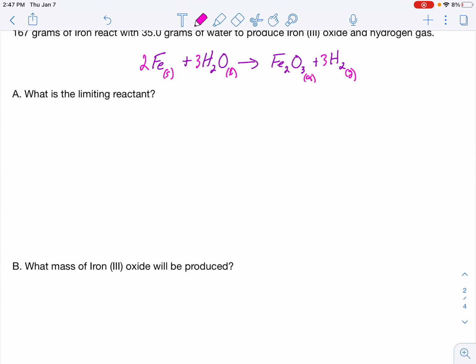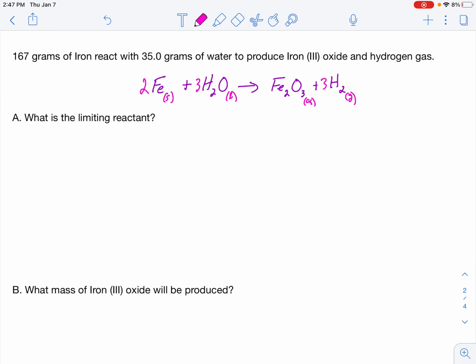Okay. So what is the limiting reactant? We pick either one, and we work towards the other reactant. Last time I started with the first component. This time I'm going to start with the second component. Why not? It doesn't make a difference. You're still going to be able to identify the limiting reactant.